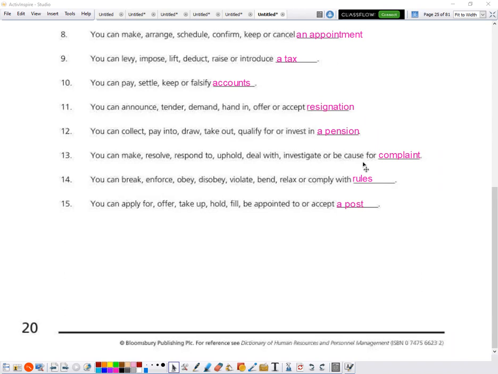So you make a complaint. The manager resolves the complaint. He responds to, he deals with, he investigates the complaint with you, like this. And sometimes people are because of or because for the complaint. Your friend, your coworker is the cause for that complaint.